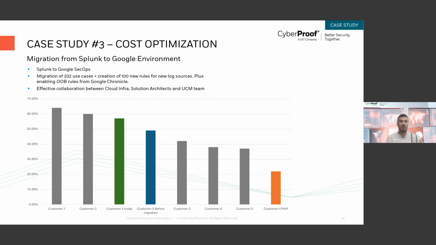So we reconnected all of the log sources and additional new log sources. Also, we migrated all the content, like all the 202 rules they had in the environment, plus 100 additional rules to cover newly connected log sources. As a result, you may see that by reducing the cost, we even succeeded in providing more coverage, because for the lower price, they could connect more log sources, and they have more detections and higher coverage.